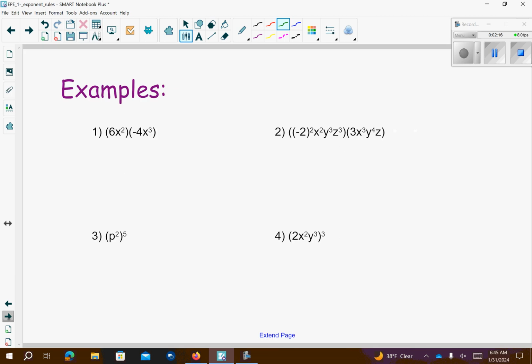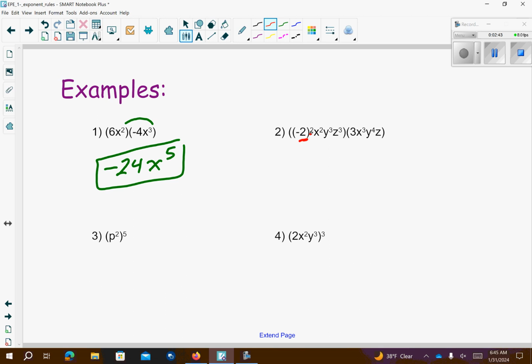Okay, so let's take a look at some examples. First thing I'm going to do is multiply my base numbers together. So 6 times -4 is -24. And then remember, like bases, I'm going to add those exponents together. So x, and then 2 plus 3 is x to the 5th. There's our answer.